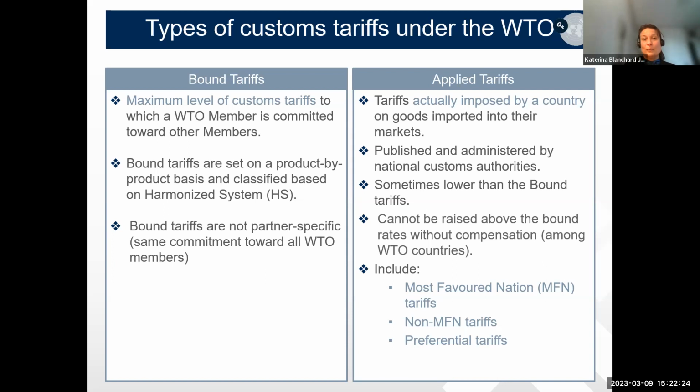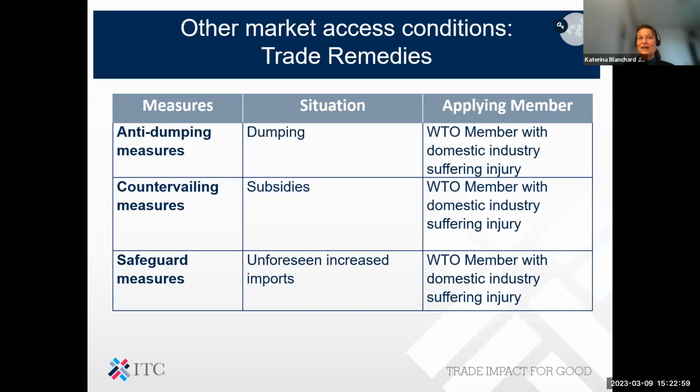So we will find the information on applied tariffs, among them the information on the most favoured nation tariffs. Just a quick reminder, this is the tariff which a member of the WTO is committed to apply on imports from other WTO countries. Non-MFN tariffs would be imposed on imports from non-WTO countries, and the preferential tariffs could apply if a preferential agreement is in place. I also spoke about the trade remedies.